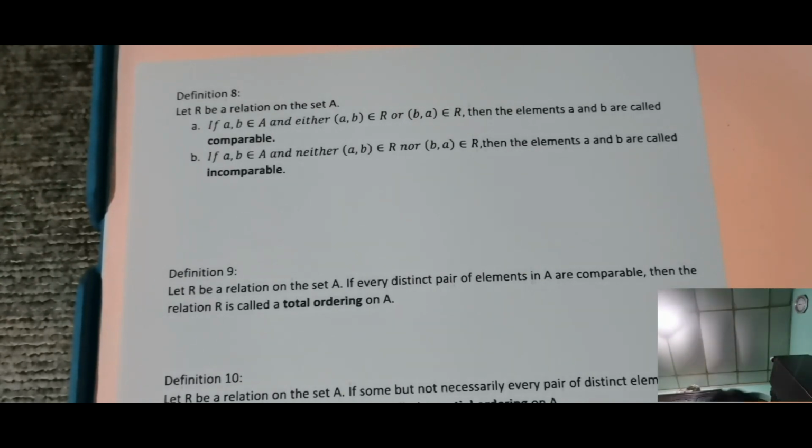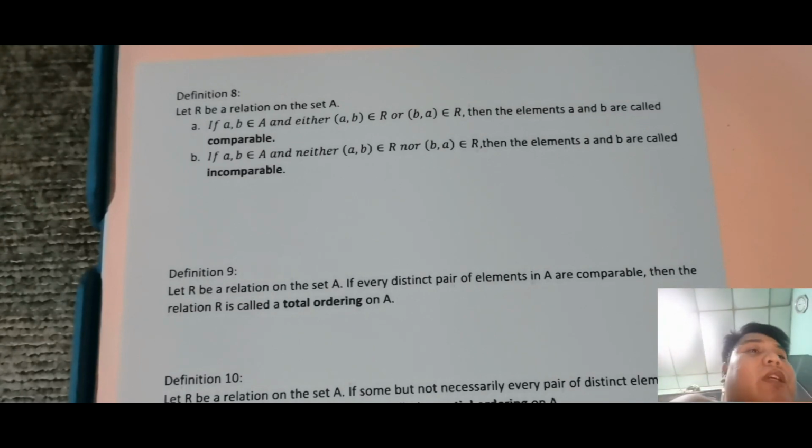Okay. So definition number 8. So let R be a relation on set A. So meaning, pag sabi kong let R be a relation on set A, meaning A cross A yun. Okay, so if a and b are elements of A, and either (a,b) is an element of R or (b,a) is an element of R, then the elements a and b are called comparable.